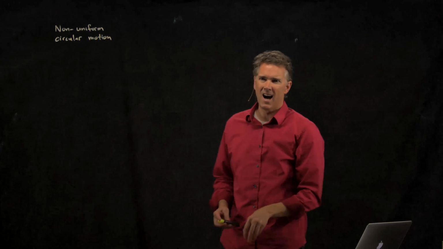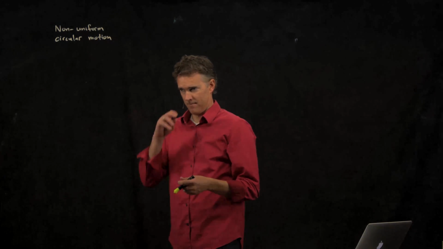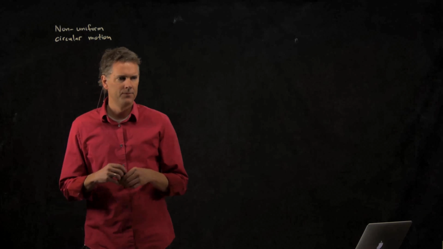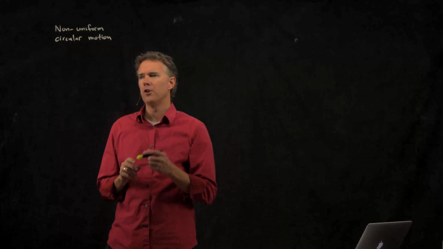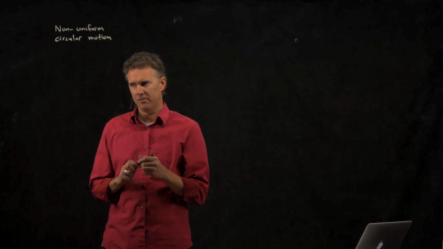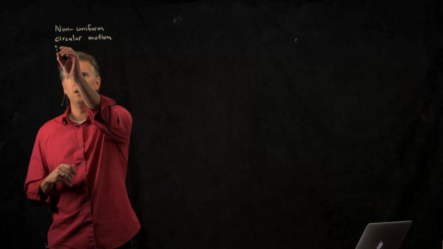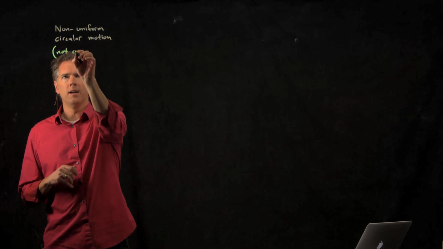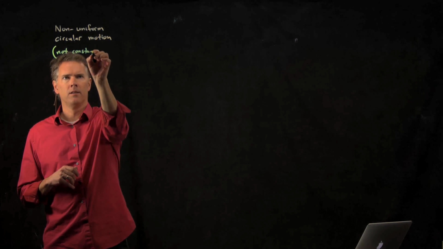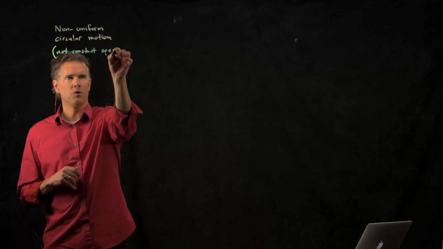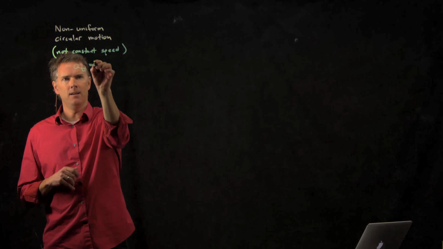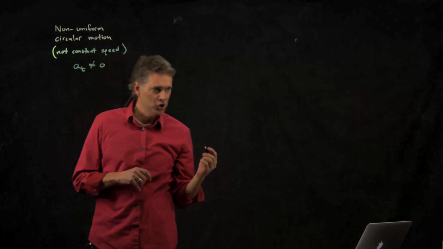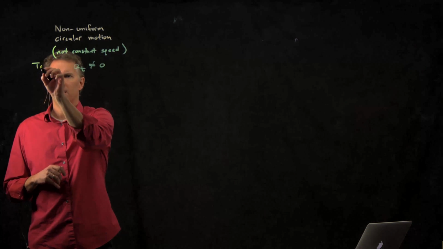What do we mean by non-uniform? Does it mean it's not a circle? No. It just means that you're not moving around at constant speed anymore. You are accelerating with some tangential acceleration. So a sub t is the tangential acceleration.